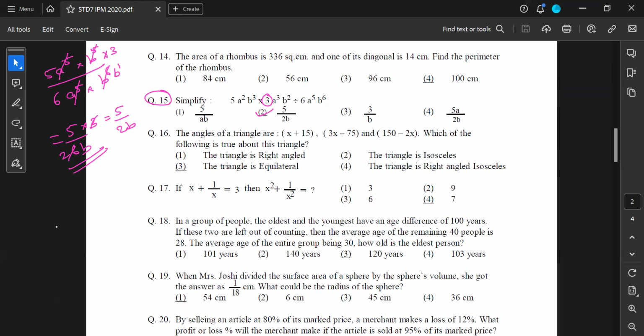Let's go for the next question, dear children. The angles of a triangle are x plus 15, 3x plus 75, 150 minus 2x. Which of the following is true about this triangle?